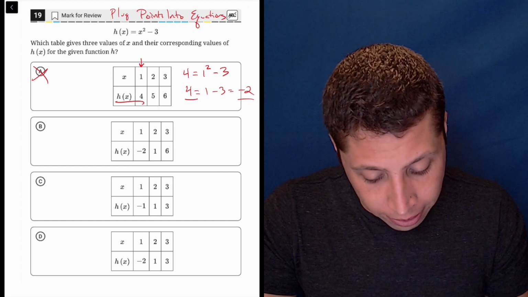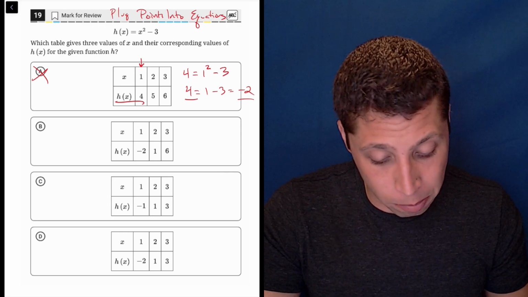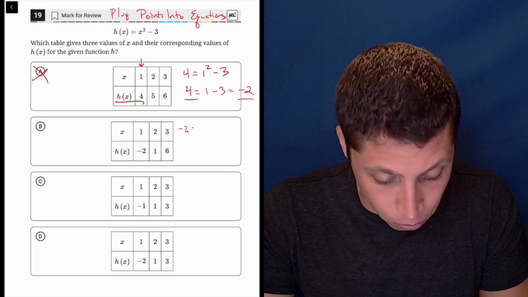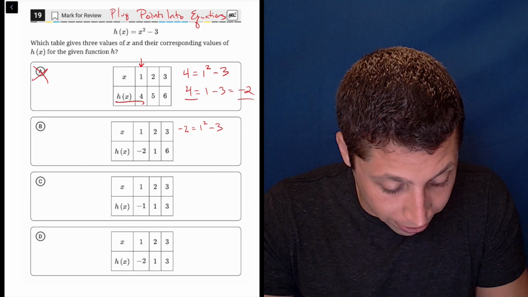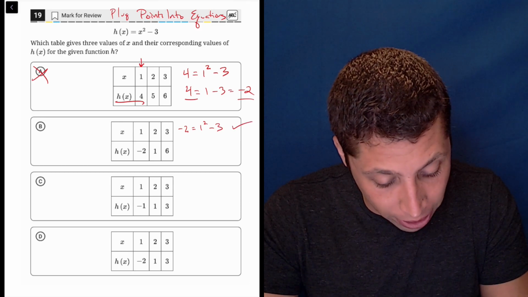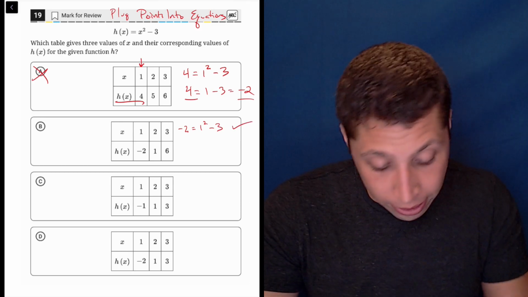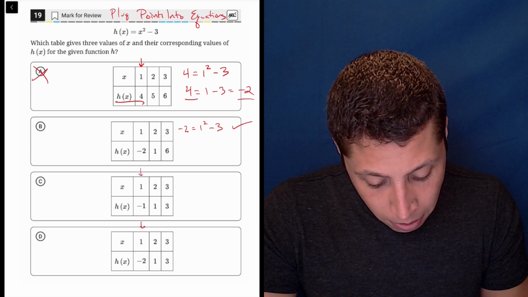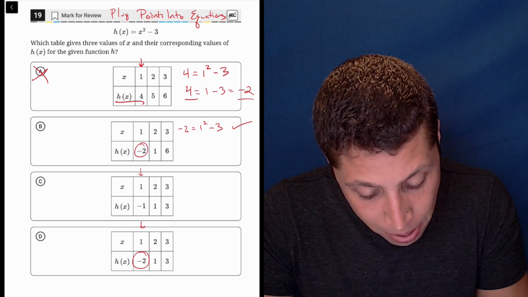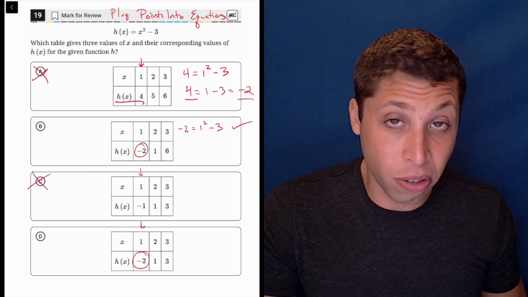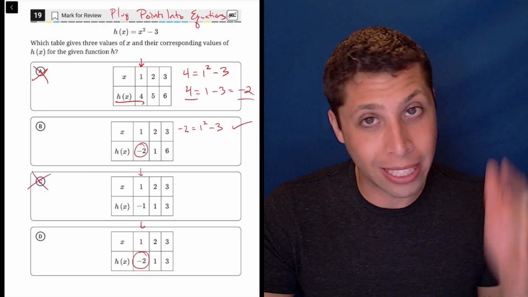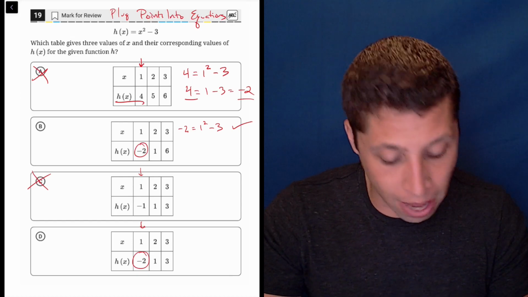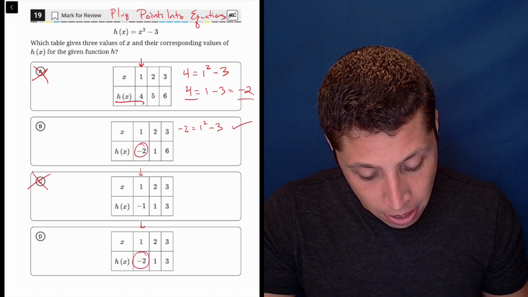So let's just go down the line. Let's do the first point in choice B. Negative 2 is equal to 1 squared minus 3. Well, we just did that, right? So negative 2, that checks out. So we can kind of skim and see, okay, all of them have a 1, but only choices D and B have the negative 2. So C is also not going to work, right? If we plug in 1, we're going to keep getting negative 2, and that's not going to help us in choice C.